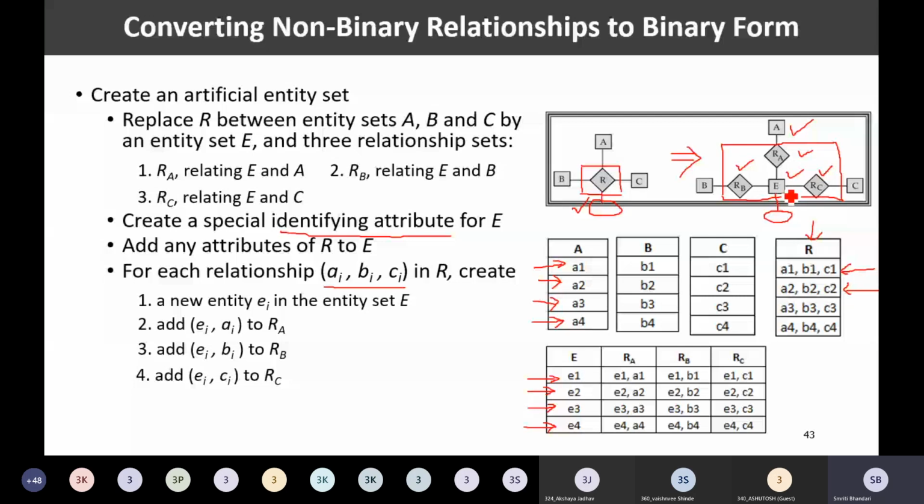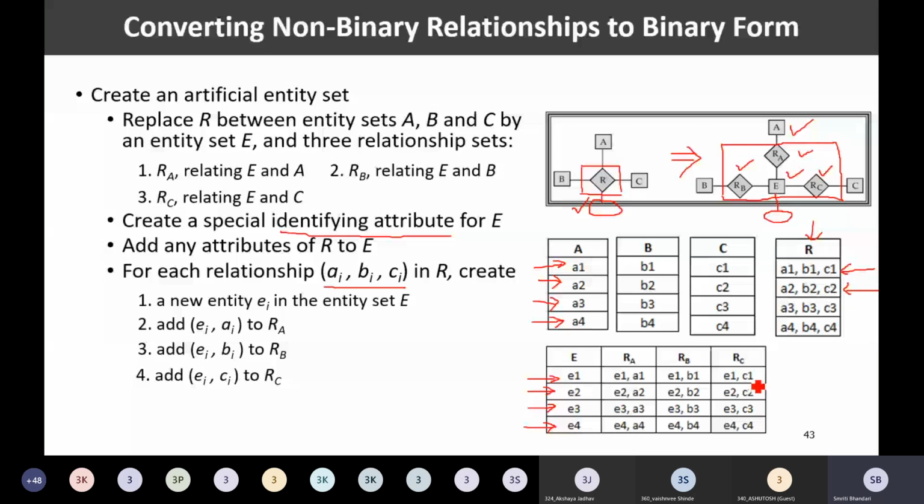Okay. Now, along with this E1, let us assume I want to store this relationship A1, B1, C1. It is not possible to store the relationship like A1, B1, C1, but I need to split it. So how am I going to split this? In RA, I will be storing E1, A1. In RB, I will be storing E1, B1. In RC, I will be storing E1, C1.